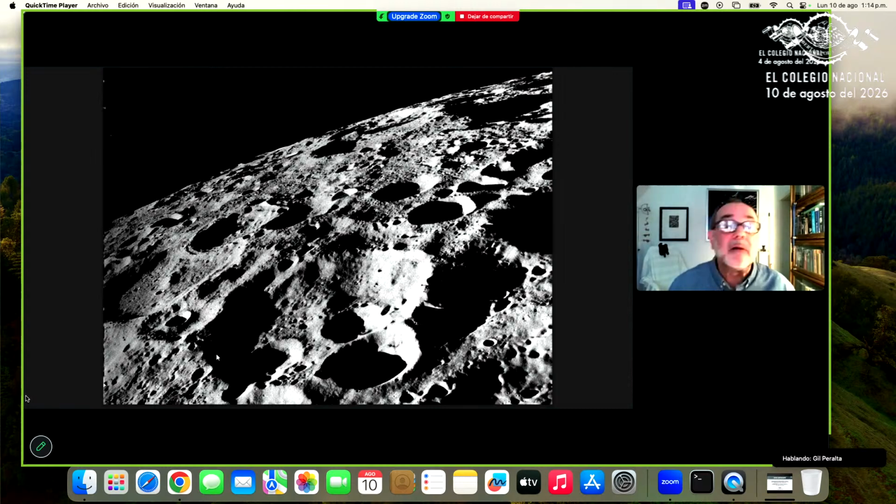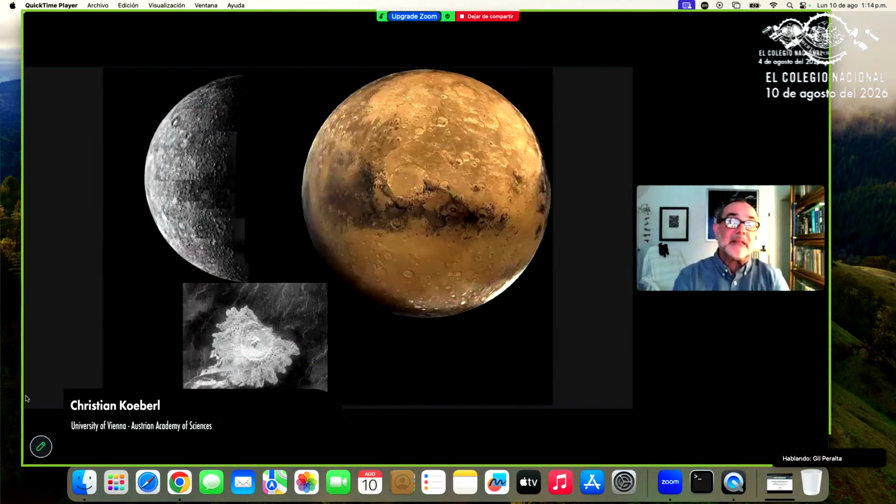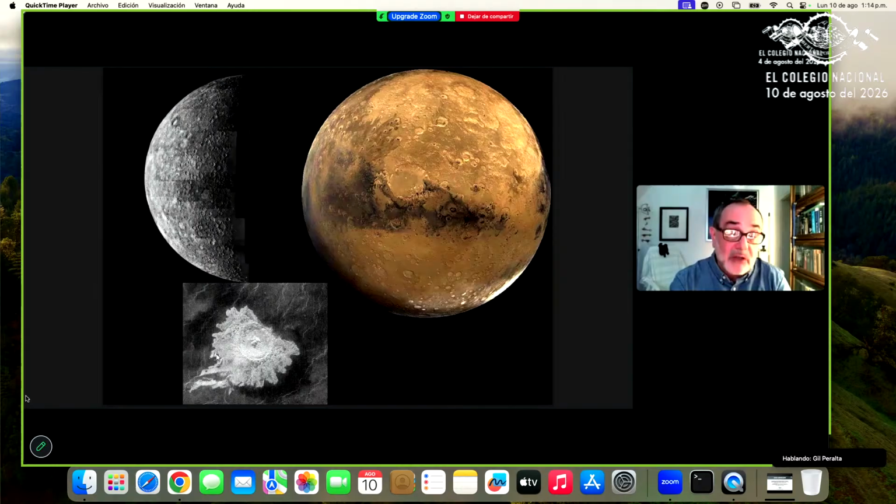For example, next picture, please. Here we see some of the other surfaces of the so-called terrestrial or inner planets in our solar system. Those are rocky planets like our Earth. On the upper left, we see Mercury. This is a photo mosaic from spacecraft images put together, and it looks very much like the moon. Mercury, also like the moon, does not have an atmosphere.